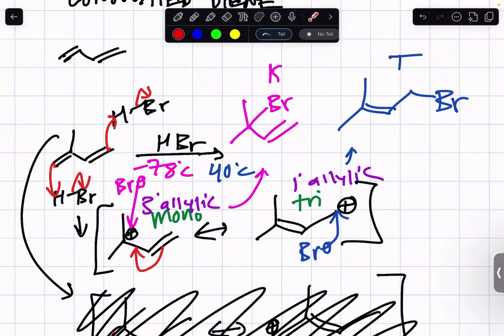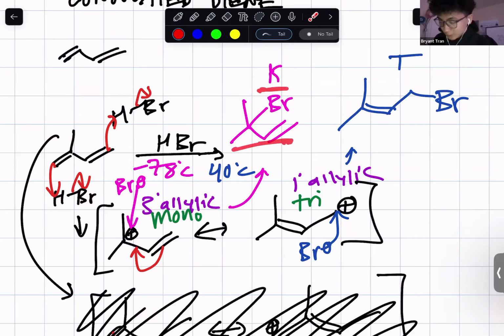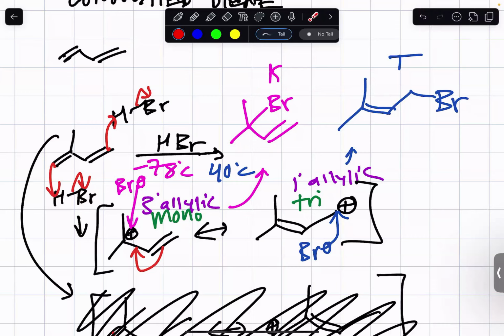Wait, so if you're not given a temperature, you would have to draw both, right? If you're not given a temperature, you're going to assume kinetic, at least for Helix. But I don't know about for Levens. Yeah, I'm not sure.